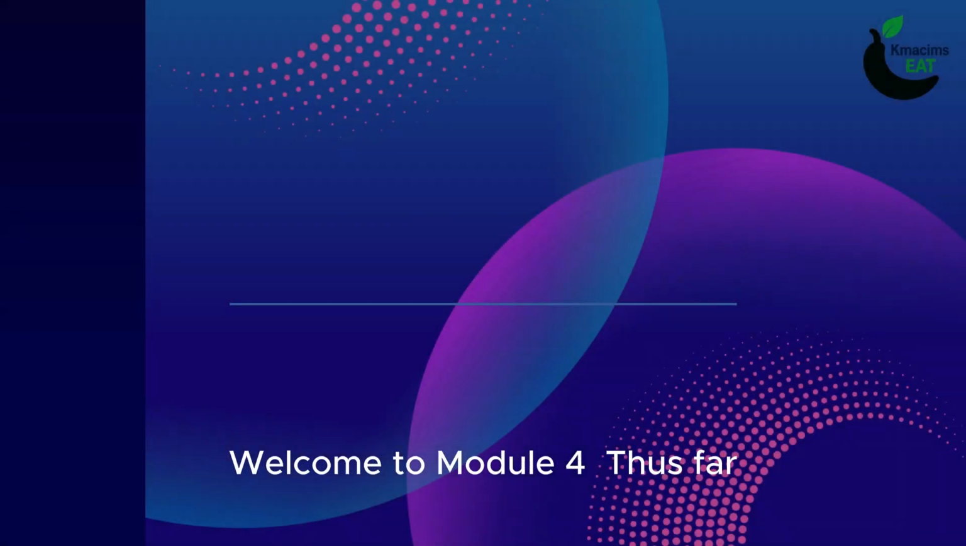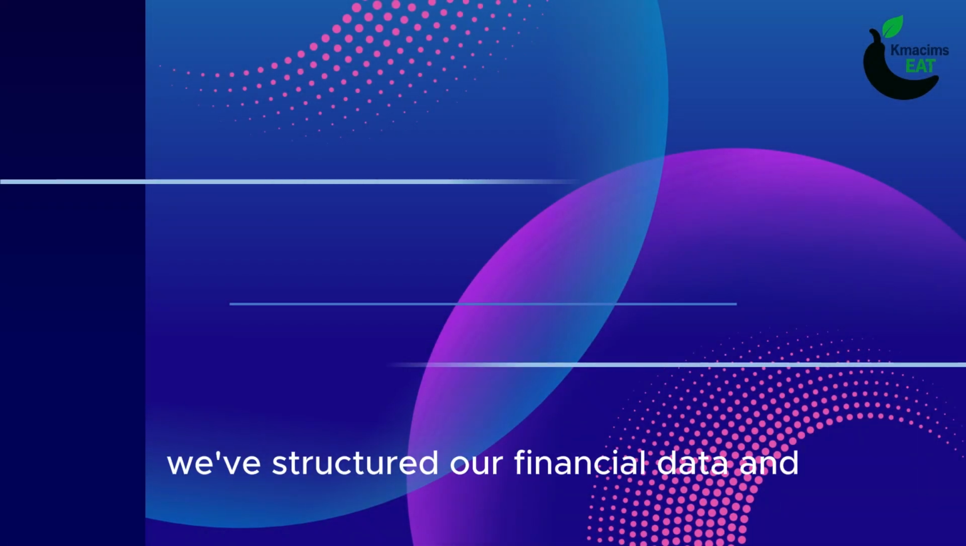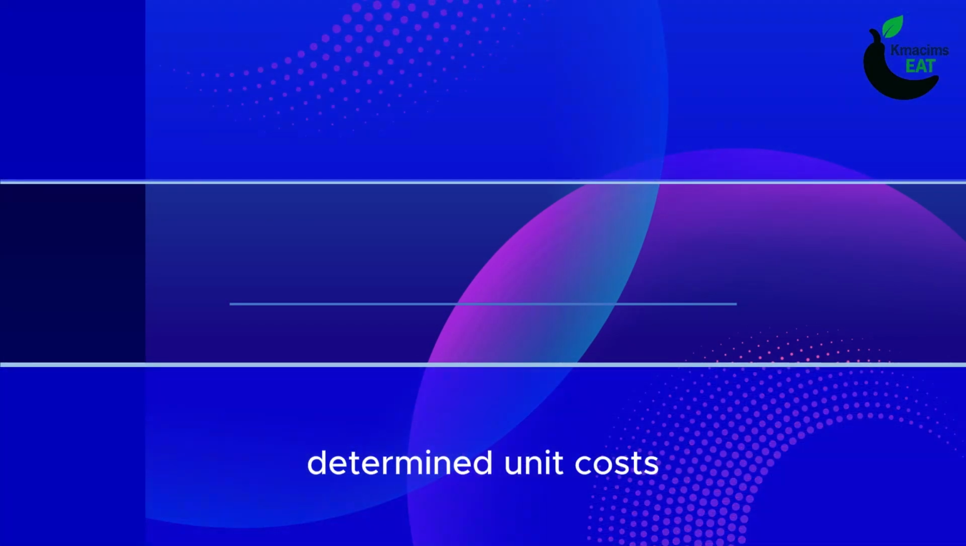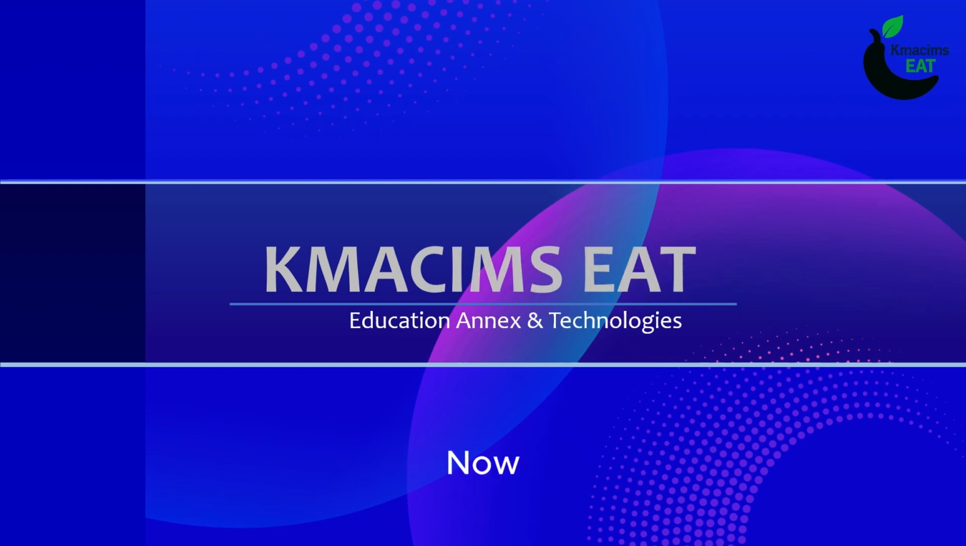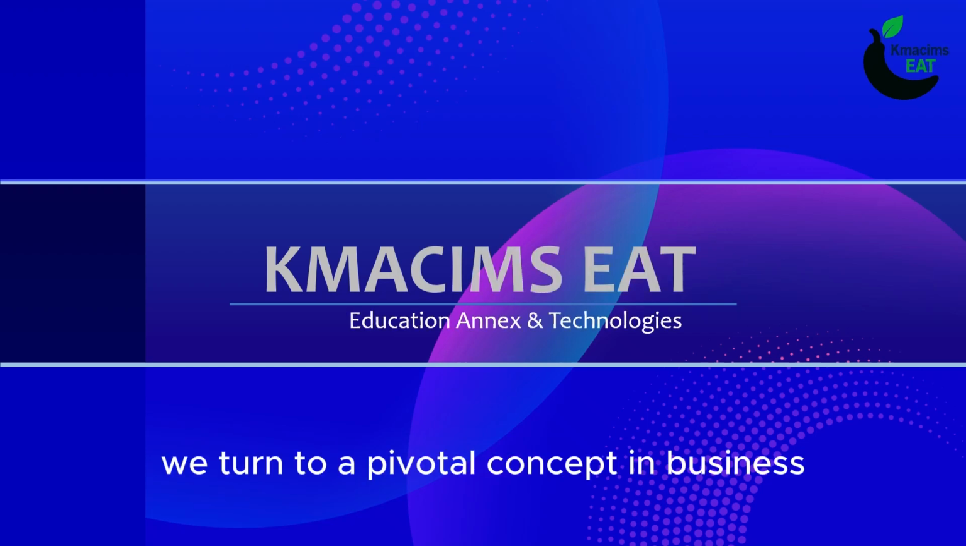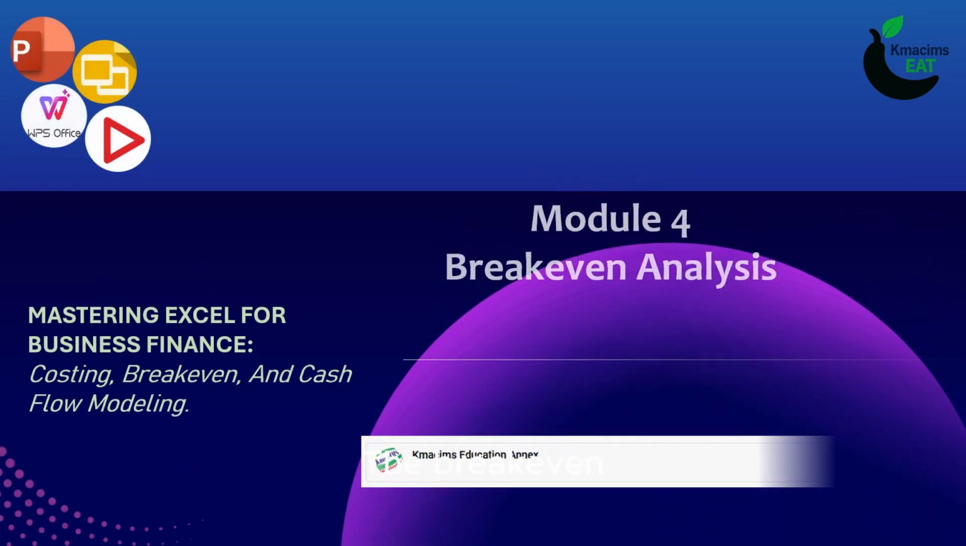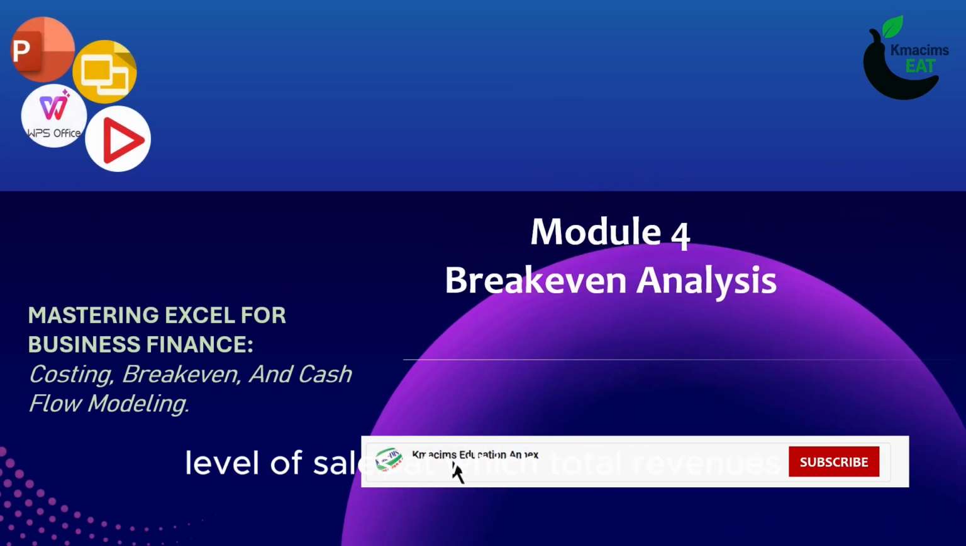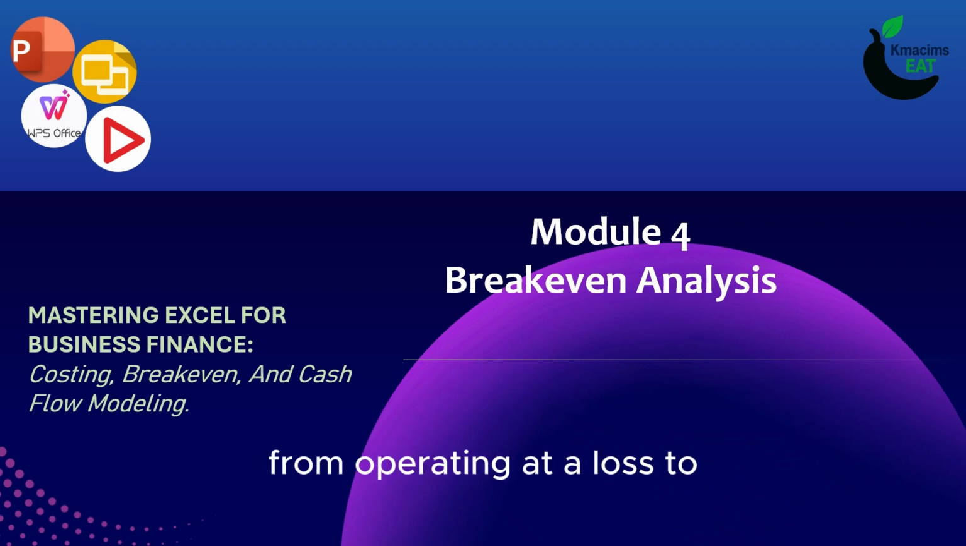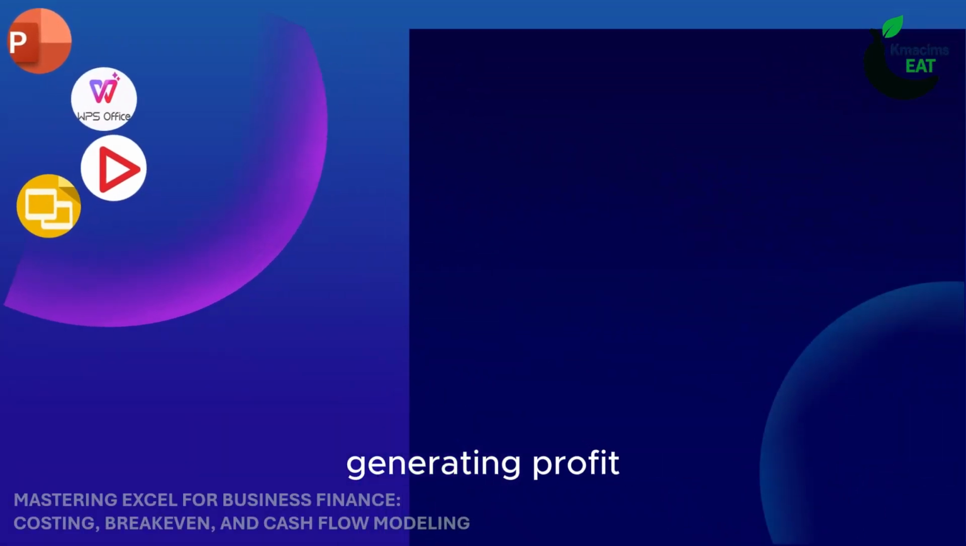Welcome to Module 4. Thus far, we've structured our financial data and determined unit costs. Now, we turn to a pivotal concept in business decision-making, the break-even point. The break-even point represents the precise level of sales at which total revenues equal total costs, where a business transitions from operating at a loss to generating profit.